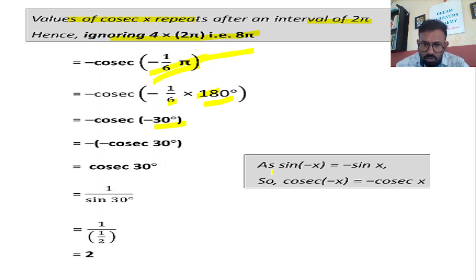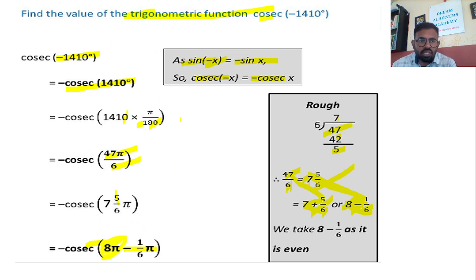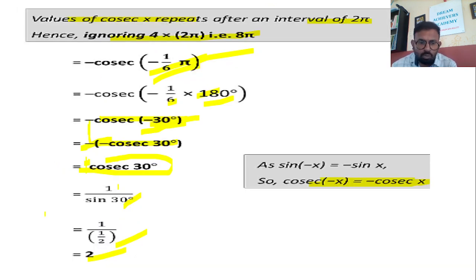So, as we know, cosecant of minus x, we can write it as minus cosecant x. So, cosecant of minus 30, I can write it as minus cosecant 30. Here earlier minus will be there. So, minus into minus, plus it will become. What is the value of cosecant 30? It is a reciprocal of sin 30. Sin 30 I know is 1 by 2, but it is in the denominator. So, 1 by 1 by 2, I can write it as 2. So, the value of cosecant of minus 1410 degree is 2.